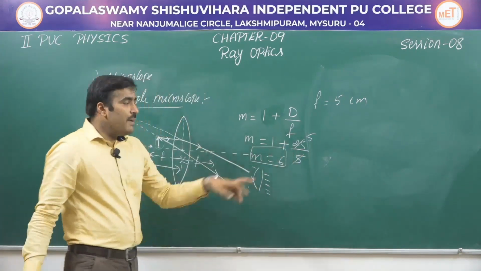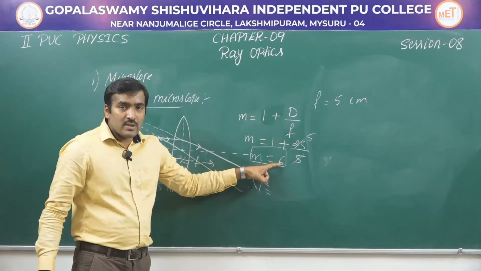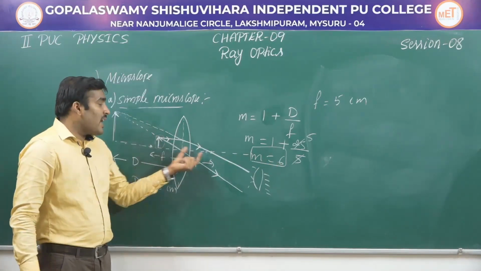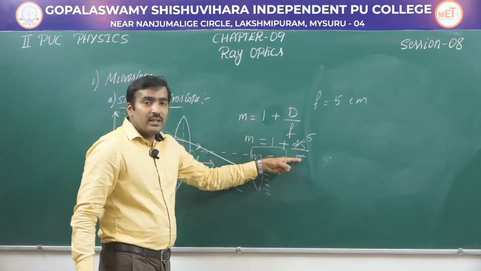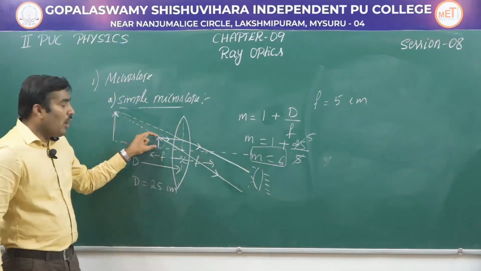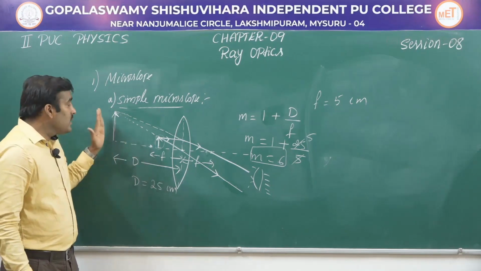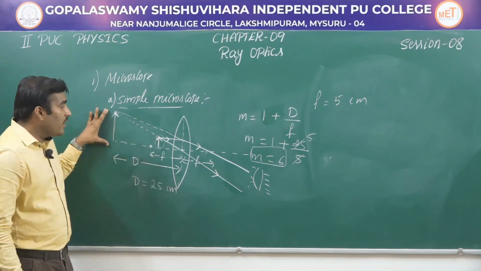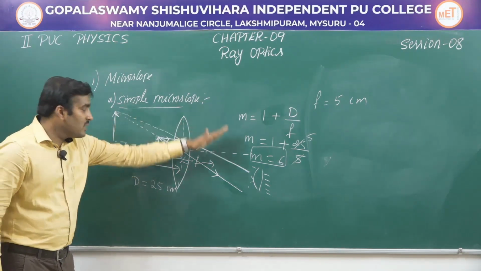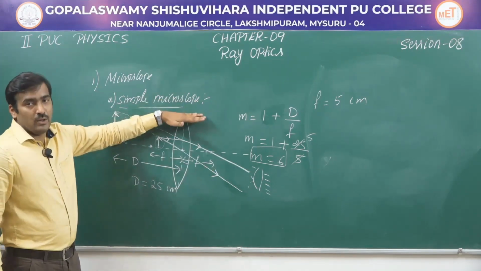So we get an image which is magnified 6 times. Okay. So when I have a lens which is having a focal length of 5 centimeter, we can see the object which is magnified 6 times. So this is how you can see the smaller object with a magnified view using a convex lens, and this is nothing but a simple microscope.